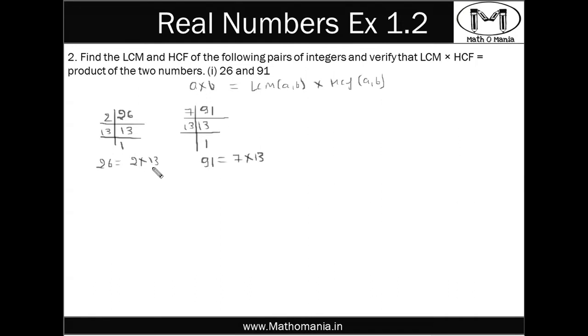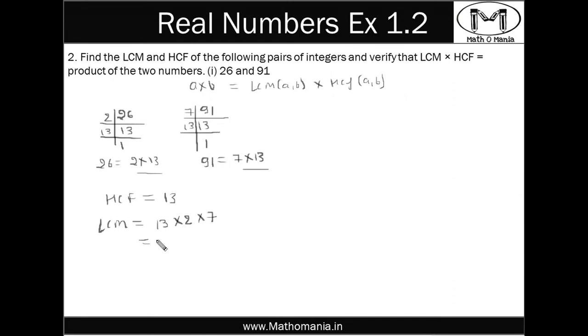Now the only common factor in these two terms is 13. So we can say that the HCF of these two terms is 13. Now, to find the LCM, we need to copy this common term once only. So we'll copy 13 once only, and we'll copy all other terms, right? So here 2 is left, we'll copy 2. Here 7 is left, we'll copy 7 as well.